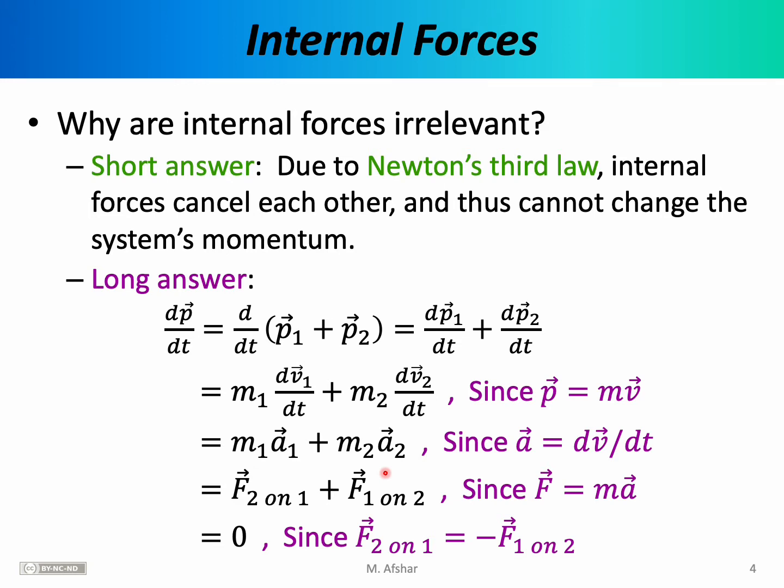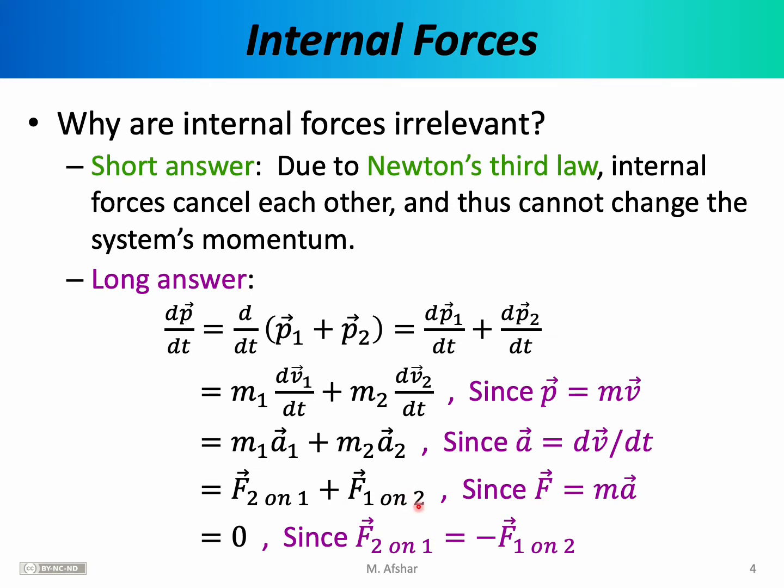Now recall that Newton's second law of motion tells us that F equals ma. In other words, acceleration is caused by forces. And so we can replace ma by F, although we need to be a little more careful. On the left, we have mass of 1, acceleration of 1, so this corresponds to the force on 1. On the right, we have mass of 2 and acceleration of object 2, so these two correspond to the force on 2.